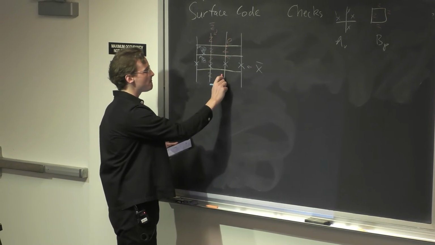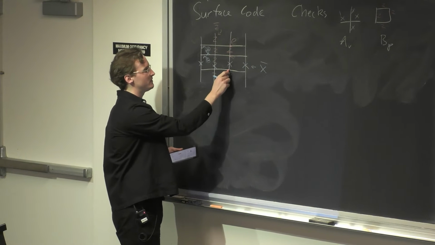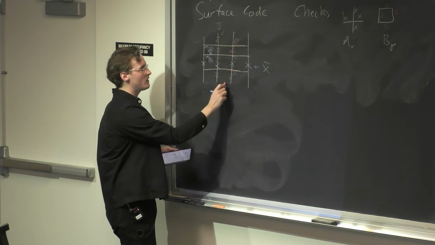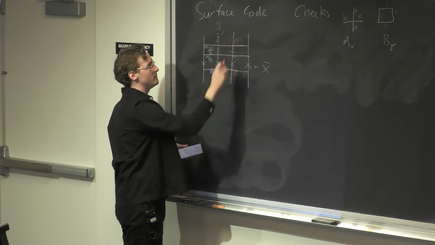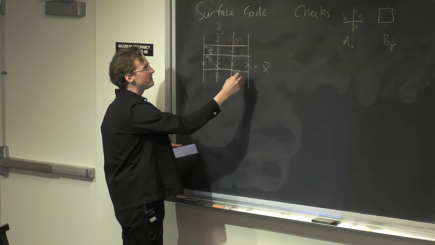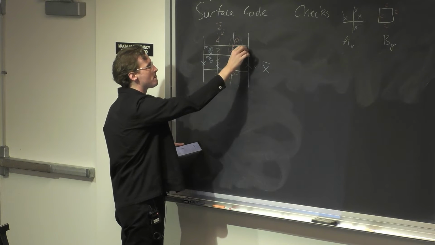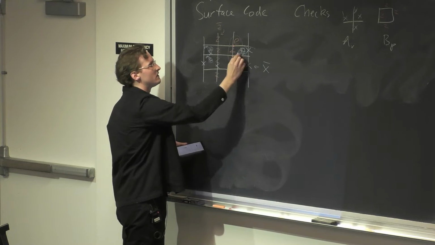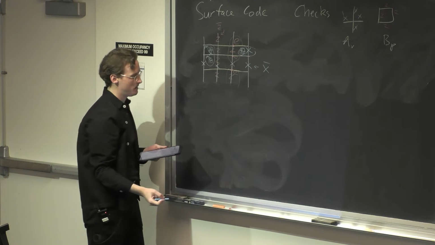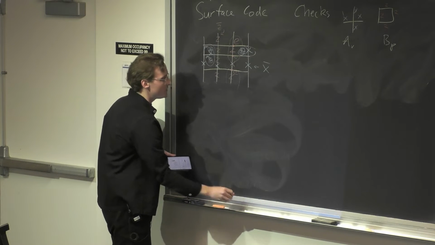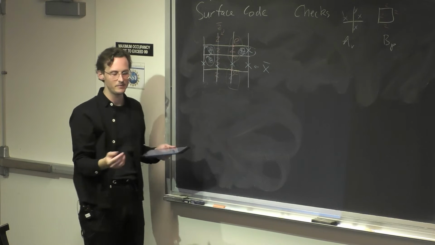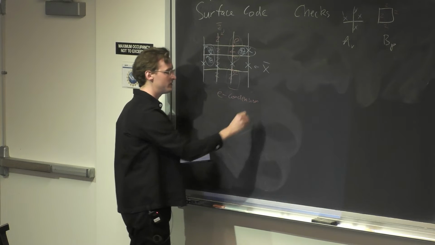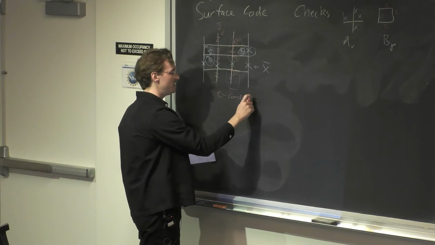But if you're near the boundary, then the rules change. A single Z near one of these rough boundaries can make a single E, as opposed to in the bulk where they always come in pairs. And an X near one of the smooth boundaries can make a single M, whereas in the bulk, it always makes a pair. OK. And so condensed matter people would call this an E condensing boundary.